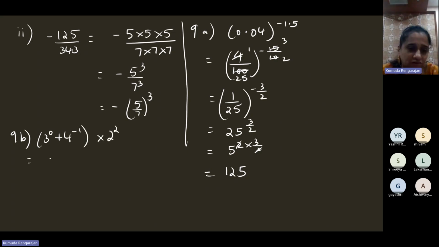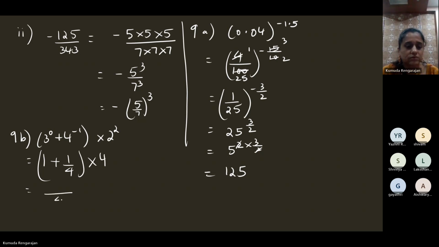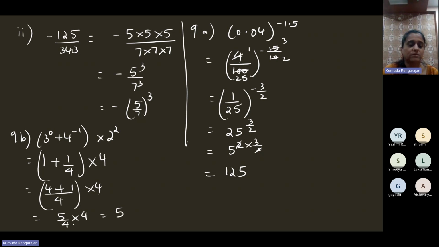So anything to the power 0 is 1, plus 1 by 4 into 4. 2 square is 4. 1 plus 1 by 4 into 4. So you'll get, taking the LCM, 4 plus 1, 5 by 4 into 4, which is equal to 5. 4 and 4 cancel.